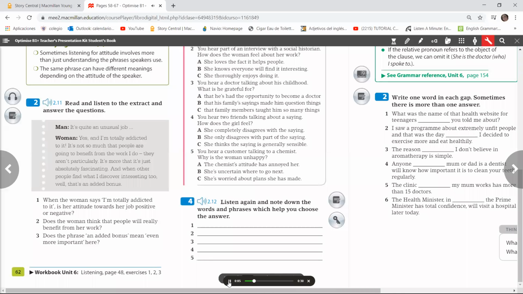Exercise 2. It's quite an unusual job. Yes, and I'm totally addicted to it. It's not so much that people are going to benefit from the work I do. They aren't, particularly. It's more that it's just absolutely fascinating. And when other people find what I discover interesting too, well, that's an added bonus.